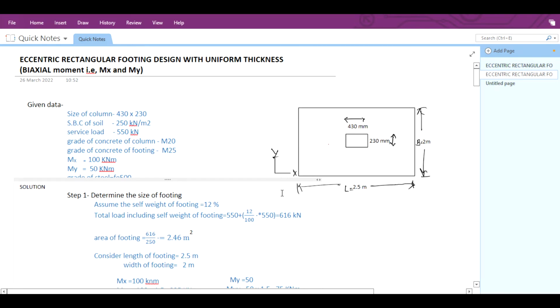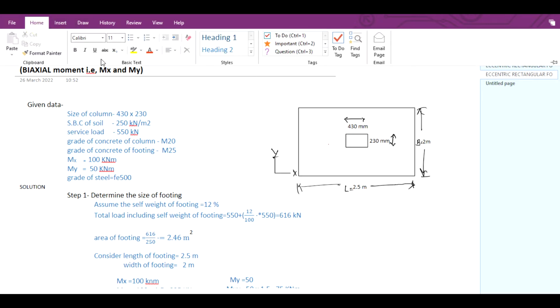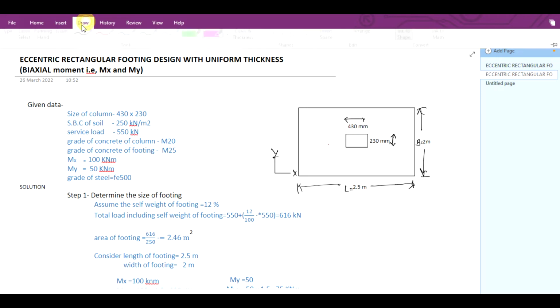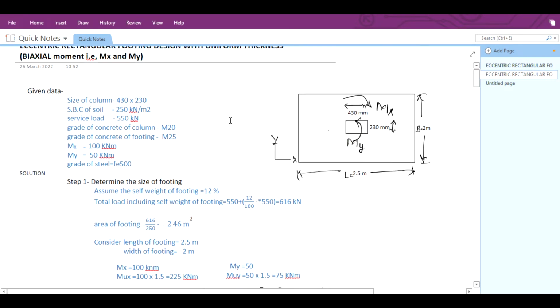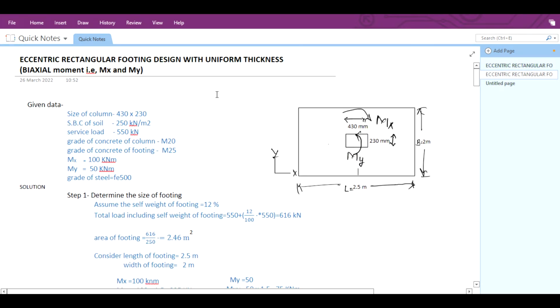So in this lecture we will see how to design an eccentric rectangular footing with biaxial moment. That is, moment is applied in both directions, in the x direction as well as in the y direction. If you see, the moment in the x direction will be like this, and the moment in the y direction will be like this. Both moments are applied, that's why it is called biaxial moment.